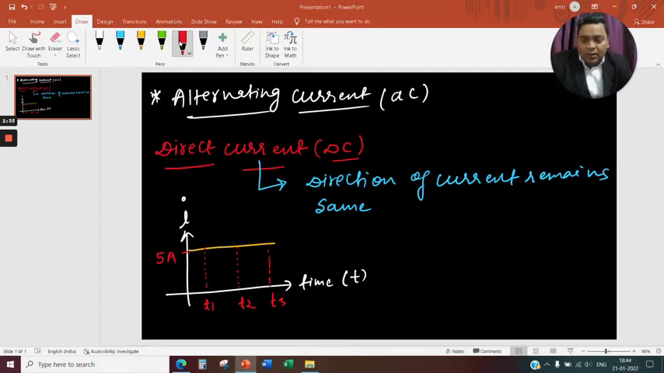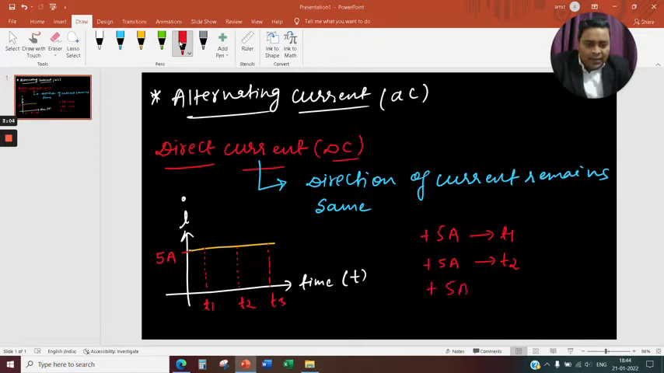Now what is the meaning of this graph here? At time t1 second, we are getting positive 5 ampere. Next, at time t2 second, again we are getting the same current. Regarding the direction, we are getting again positive 5 ampere here at time t2 second. And for the next interval of time, again we are getting the same current, that is 5 ampere at time t3 second. So for every interval of time, we are getting current in positive direction only. So this indicates the nature of current, that is DC current.